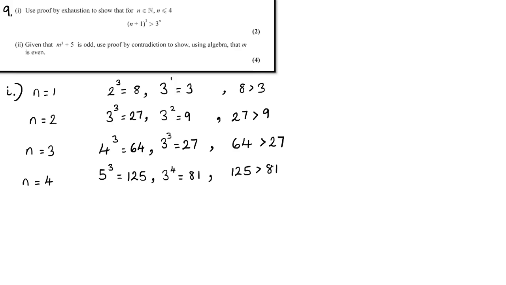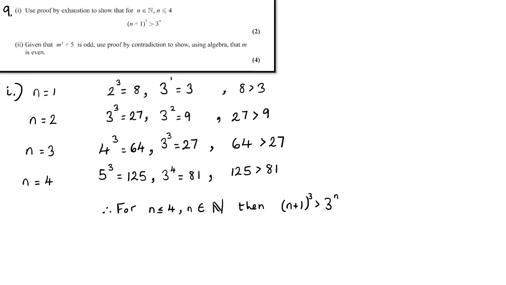And what we want to do here is give a conclusion to this proof. So what we say then is for n less than or equal to 4, where n belongs to the natural numbers, then n plus 1 all cubed is strictly greater than 3 to the n, which is essentially what we just wanted to show, right? For n being a natural number where n is less than or equal to 4, this holds. And that's exactly what we've shown above, proving it for all 4 cases. So n equals 1, n equals 2, n equals 3, and finally n equals 4.